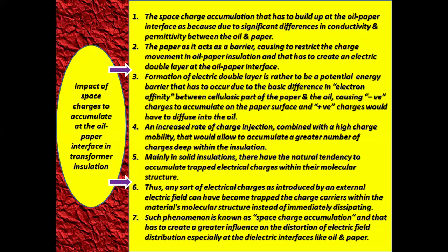Formation of the electric double layer is a potential energy barrier that occurs due to the basic difference in electron affinity between the cellulosic paper and the oil, causing negative charges to accumulate at the surface, and positive charges to diffuse into the oil. An increased rate of charge injection combined with a high charge mobility allows a greater number of charges to accumulate deep within the insulation.